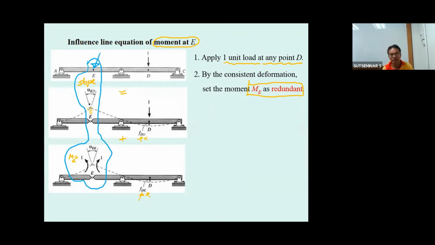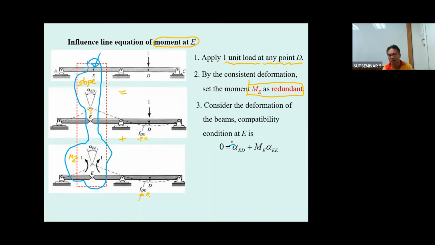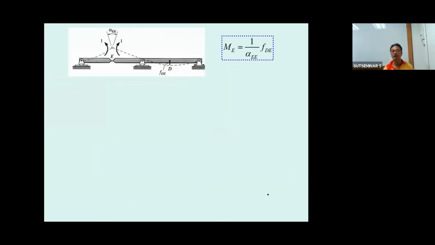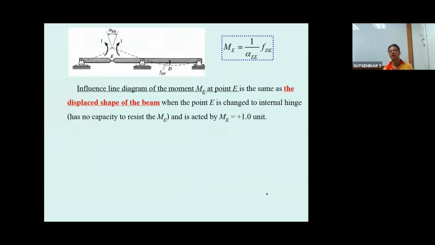Okay. And since the rotations alpha sub ED and alpha sub EE are positive, M sub E is going to be like this. And then we have the Maxwell reciprocal theorem. Now, alpha sub ED is not convenient to use. We just change this one to positive f sub DE and put it over here. You get the equation here.